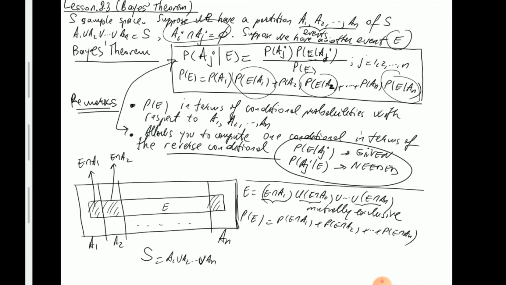I'm basically proving the second part of the Bayes theorem. You should know from previous sections how this relates to the conditional. So remember, P of E intersection A1 can be written as P of A1 times P of E given A1. The second one is P of A2 times P of E given A2. And dot, dot, dot, P of AN times P of E given AN.